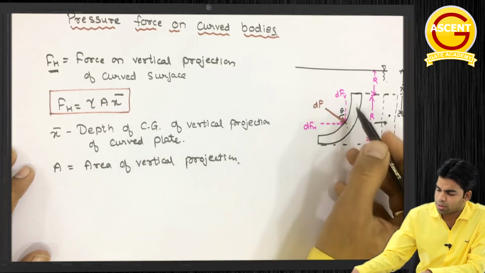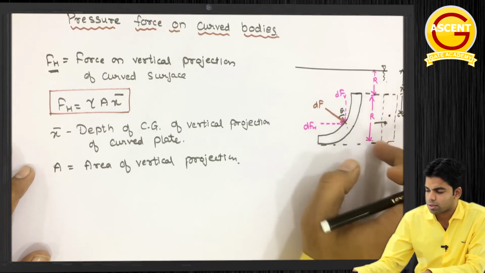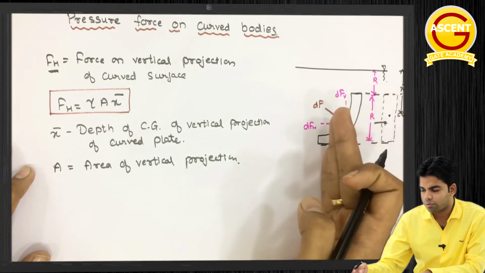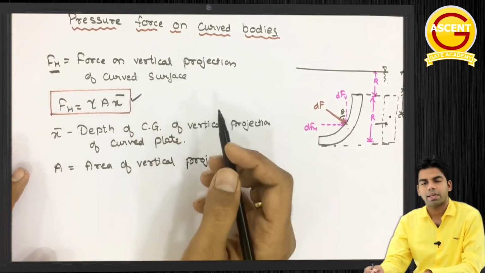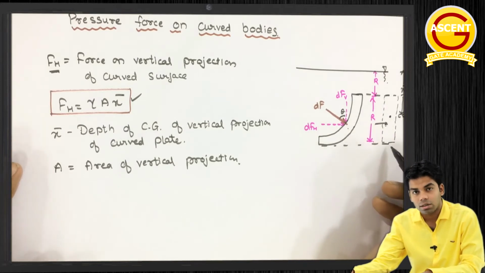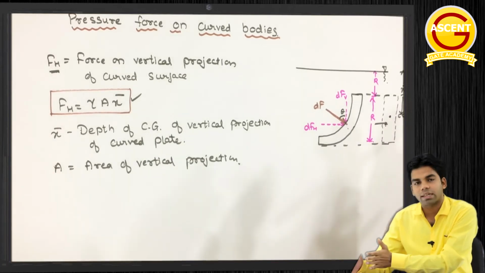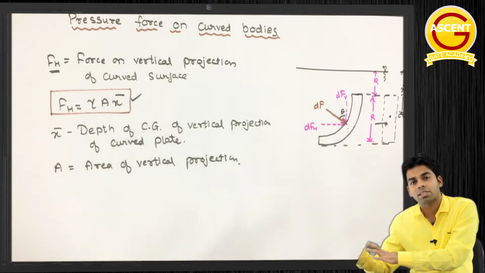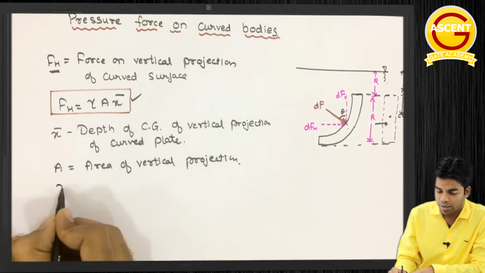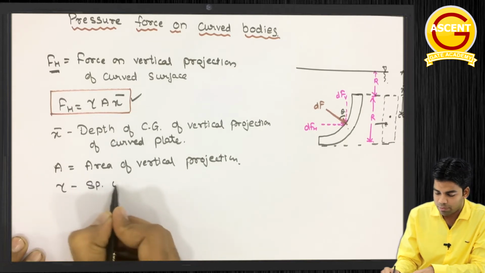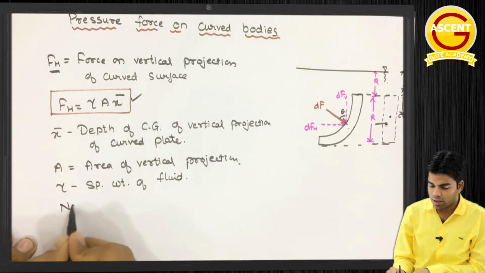So what we have to do is project this on the vertical plane, and then determine the horizontal force for this projection only. Then just forget the curved plate for some time, and find the horizontal force for the projection. The way to find the horizontal force I have told you: Fh is equal to gamma A x bar, where A is the area. In that case, when the plate was vertical, we took the plate's area, but here the plate is curved. We are projecting this and getting an imaginary vertical plate, so we take the area of that imaginary vertical plate, that is, the area of the vertical projection. And gamma, as we know, is the specific weight of the fluid. So this Fh is equal to gamma A x bar, and you can note this very important thing.